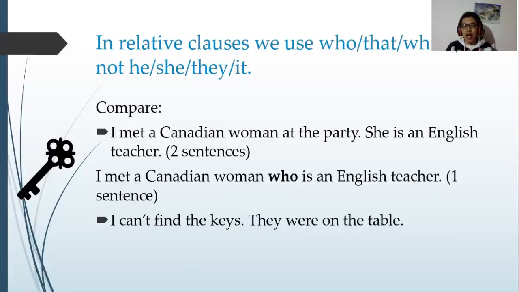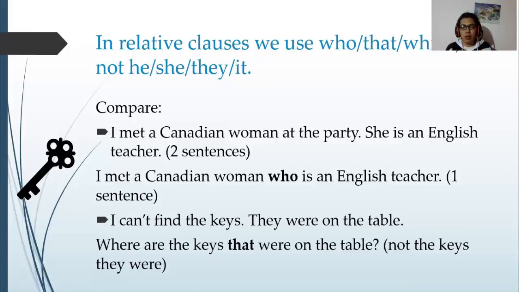One sentence. I can't find the keys which were on the table. Where are the keys that were on the table? Or, where are the keys were on the table? Not the keys, they were.